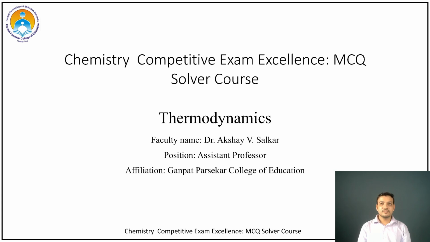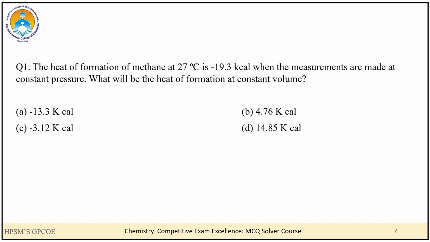In today's session, we are going to see some commonly asked MCQs based on thermodynamics. Let us look at the first problem. The heat of formation of methane at 27 degrees C is minus 19.3 kilocalories. When the measurements are made at constant pressure, what will be the heat of formation at constant volume? The options are minus 13.3, 4.76, minus 3.12 and 14.85 kilocalories.